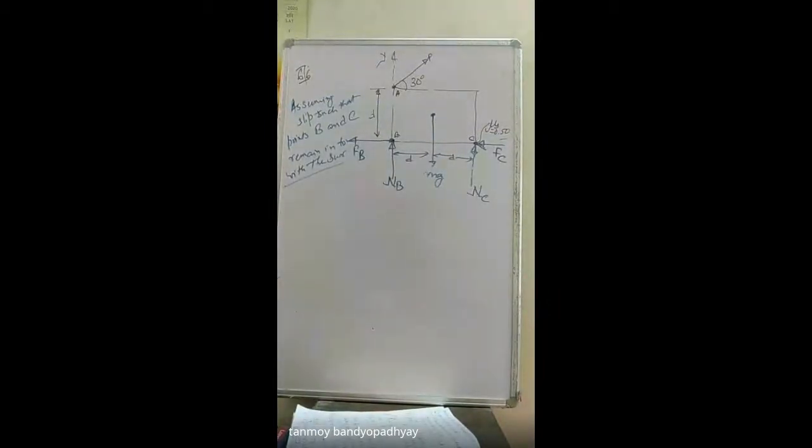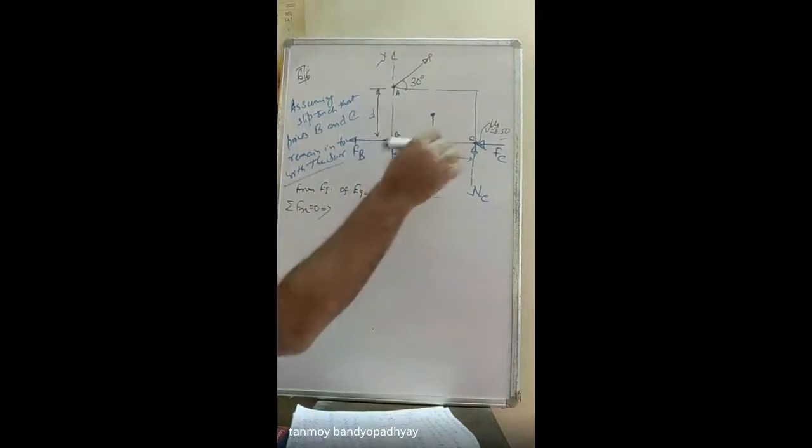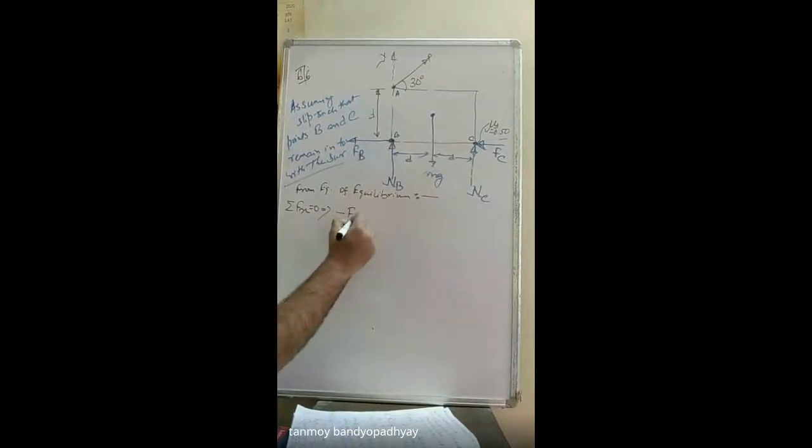From the equations of equilibrium, now just write down from the equation of equilibrium. Sigma Fx is equal to 0. Then in the x direction I will substitute. So we have taken this direction as positive. So that should be minus FB minus FC.